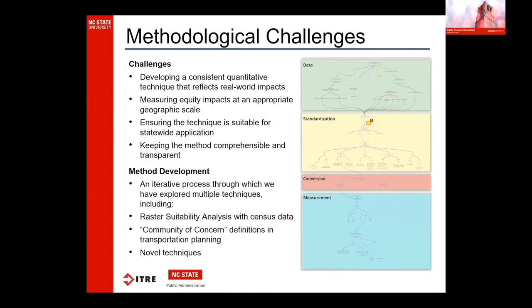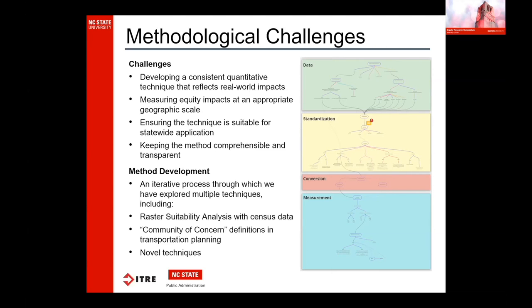Thanks, Joy. As Joy mentioned, our methodology is really about using geospatial techniques to help NCDOT incorporate a measure of equity impacts into their prioritization process. And I like to frame this just from the get-go in terms of methodological challenges. So what are the challenges that we need this geospatial method to rise to in order to be useful for NCDOT? So first and foremost, we need to develop a consistent quantitative technique that reflects real-world impacts. So we really want to align that project with its actual impact and make sure we're measuring the right thing.